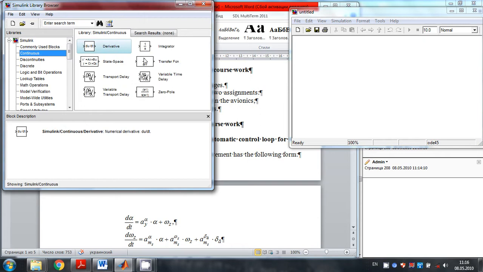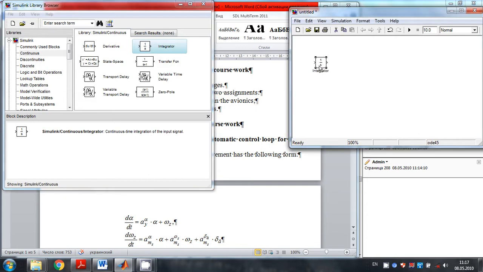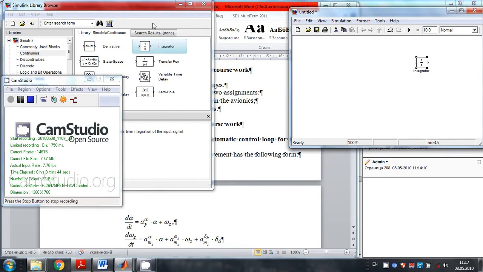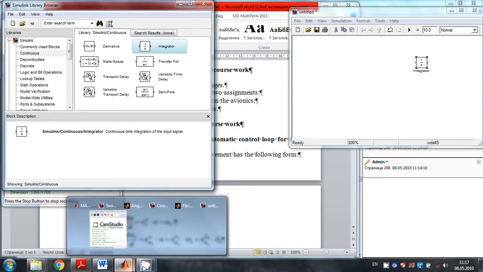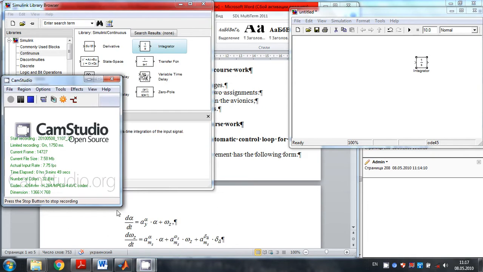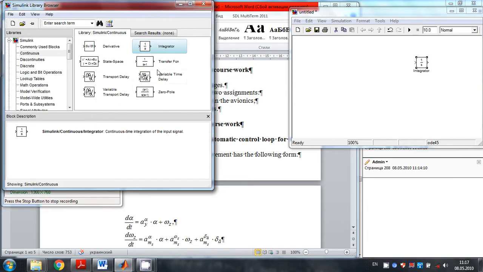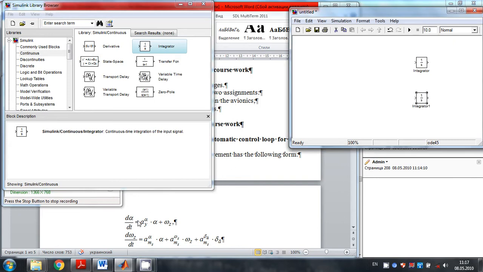Integrator can be found under the continuous section of the Simulink links, our standard tools. We drag and drop this integrator, first integrator here, and the second integrator here, because we have 2 equations and we need to integrate both of them. So 2 integrators.